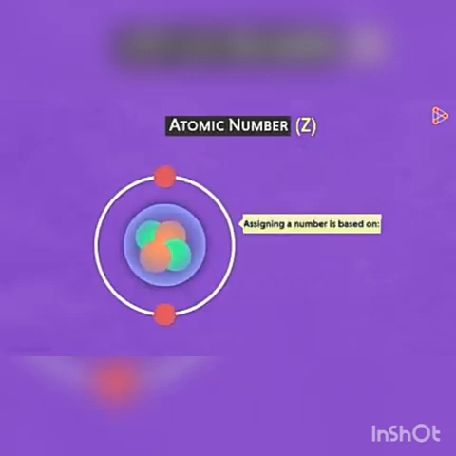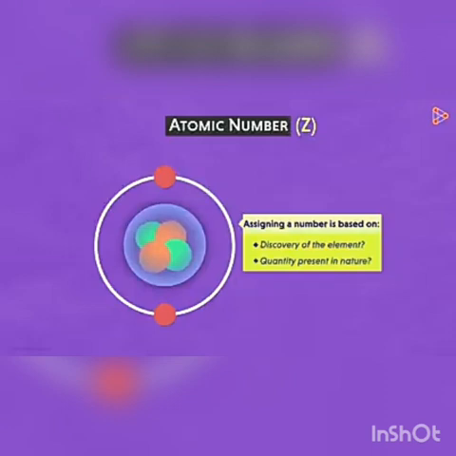Should it be on the basis of when the atom was discovered, or on the basis of how much quantity of the element is present in nature? What factor can be applied for numbering the atoms or the elements in general? One promising way is by numbering based on the number of protons present inside the nucleus of the atom.